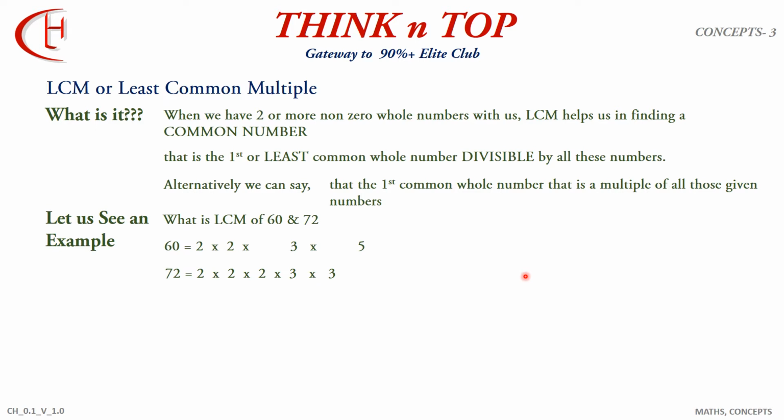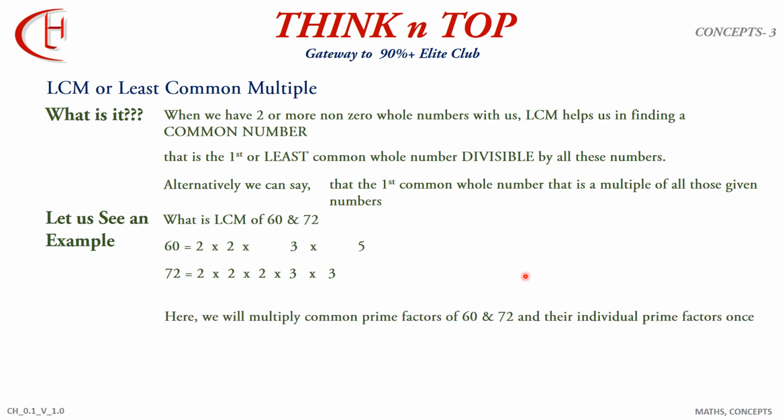Now we have to stay focused over here. What we are going to do is multiply the common prime factors of 60 and 72 and their individual prime factors once. So what are the common prime factors? This is the common prime factor. The next one is this. The next one is this. Now what are the individual ones? This one, then 3, and then this 5.